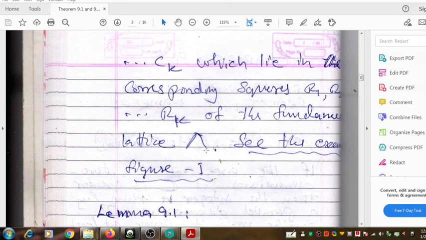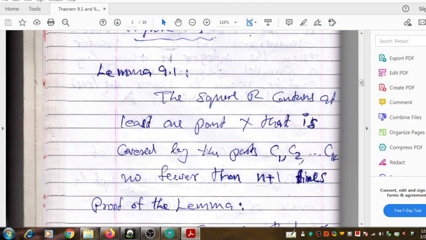Now we have that lemma, which states an interesting thing. Lemma 9.1 says that the square R contains at least one point x that is covered by the parts or subsets C1, C2, etc. to Ck no fewer than n plus 1 times. That is important: no fewer than n plus 1 times.